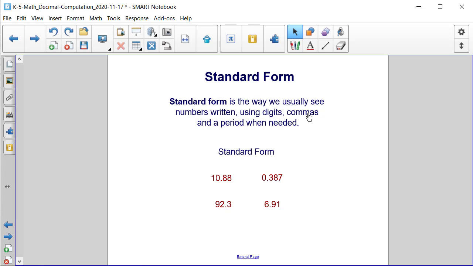Standard form is the way we usually see numbers written, using digits, commas, and a period when needed. Here are some examples of numbers written in standard form.